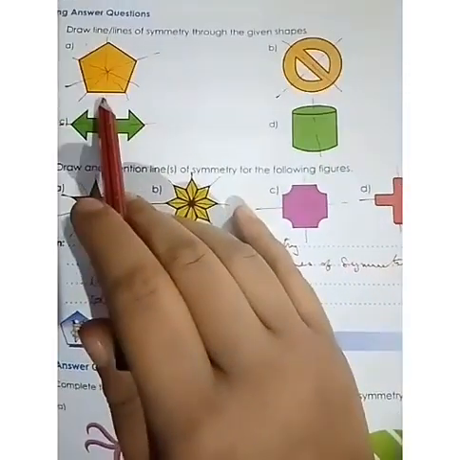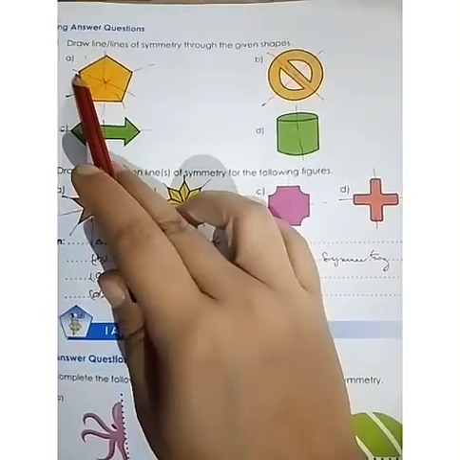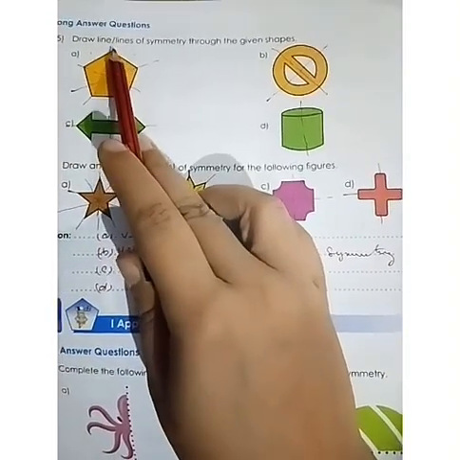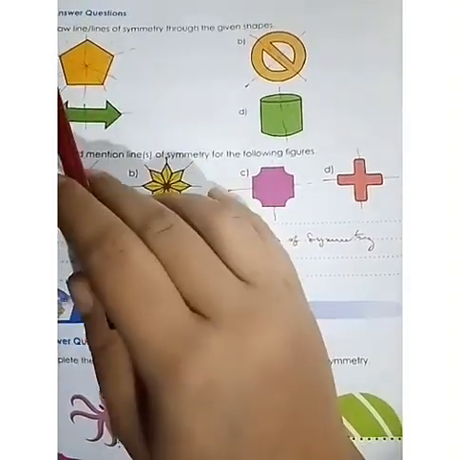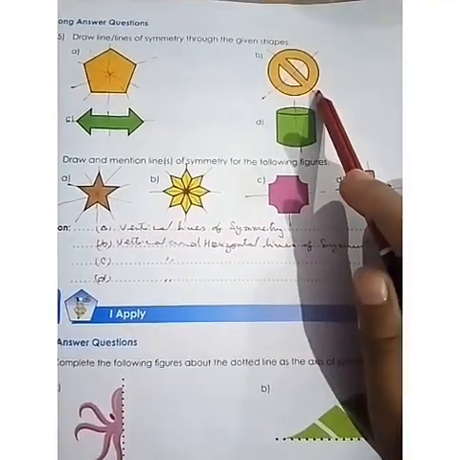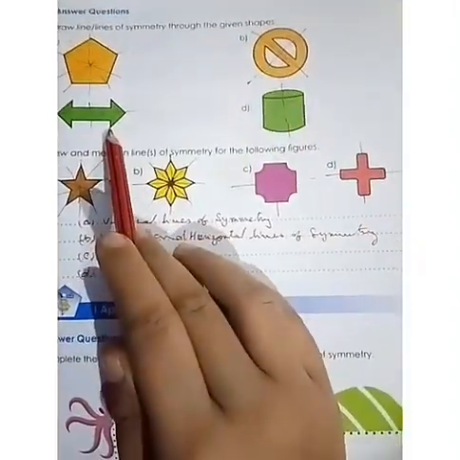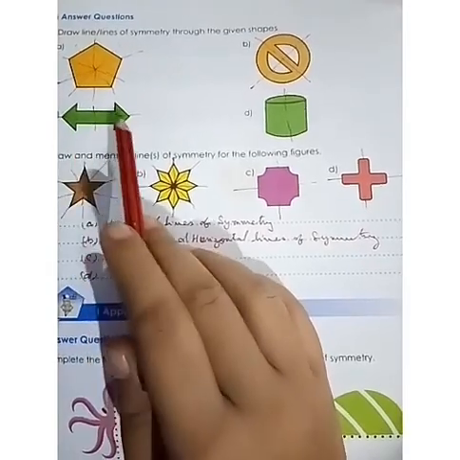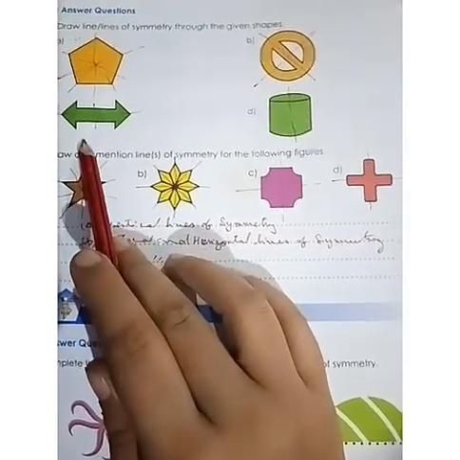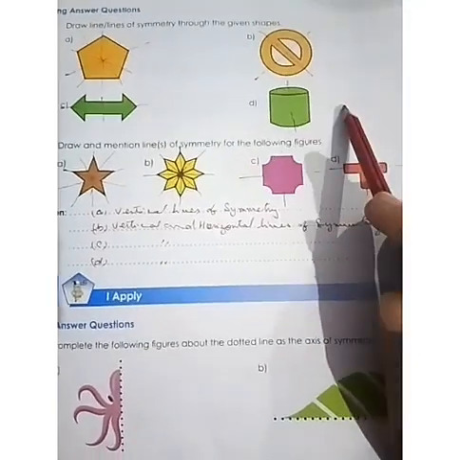Okay, so this is a pentagon. Pentagon has got 5 corners, 1, 2, 3, 4 and 5. So you can see for yourself how many lines of symmetry this figure have. Alright, so I have got this much, you can check for yourself. Similarly for this, the circle, the cylinder and the arrow, this is a line and it has got arrow, it's like a ray. Alright, so you can check how many lines of symmetry it has.